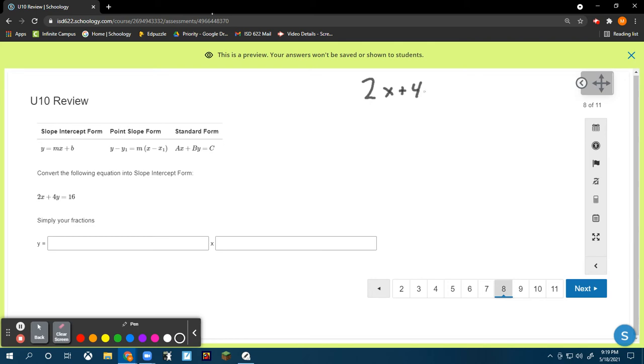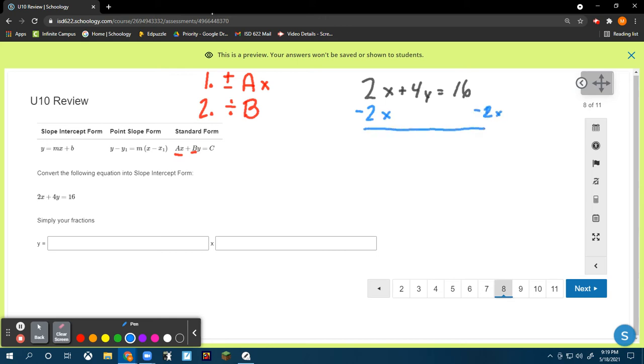2x plus 4y equals 16. What you want to do, not mx, step 1, since we're in standard form, you want to add or subtract the ax. Since we're in standard form, we want to add or subtract this ax. And then step 2, we're going to divide by the capital B, which is this one right here. All right? So first step, let's add or subtract ax. We're adding it currently, so let's do the opposite and subtract it.